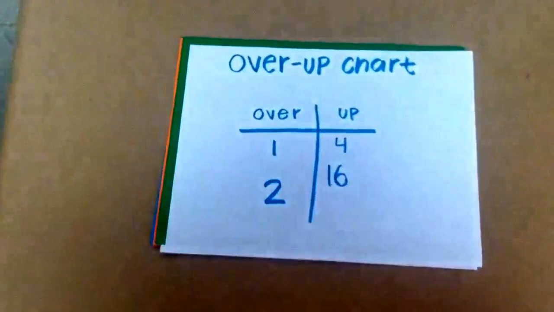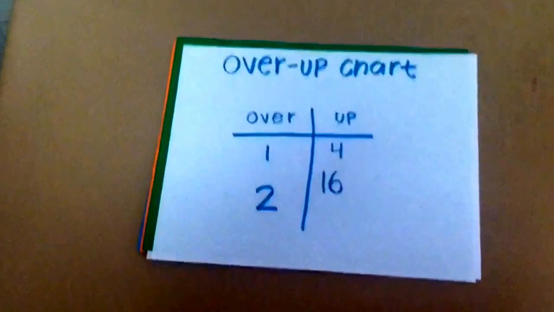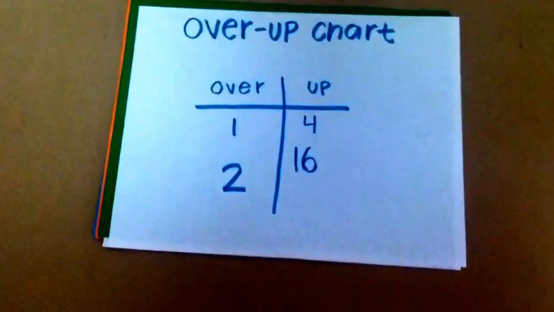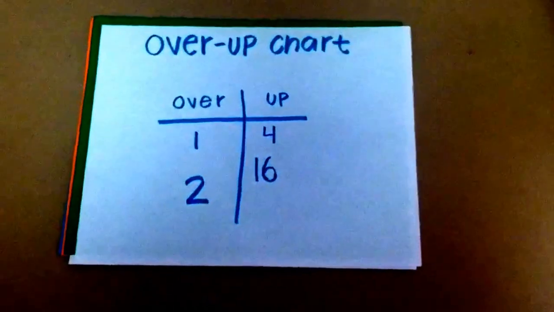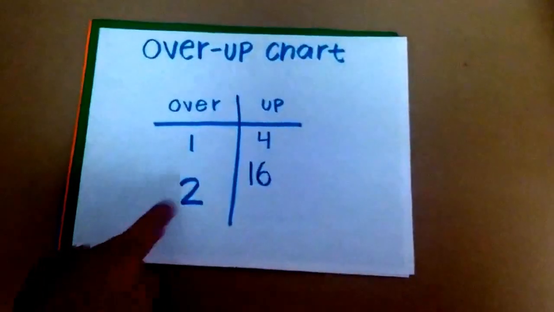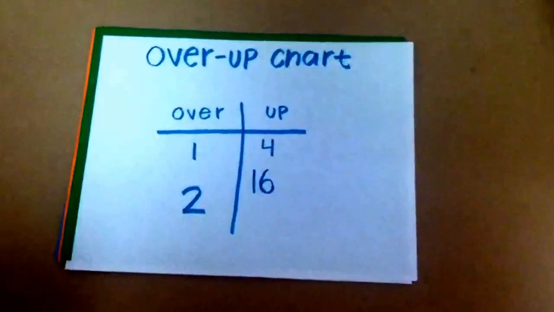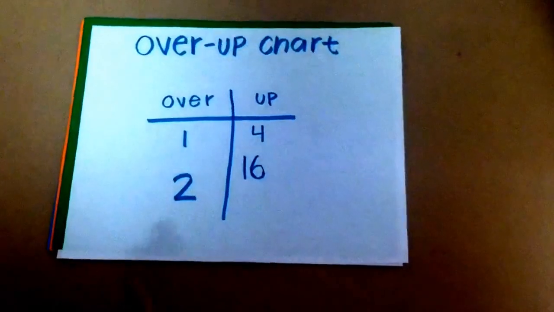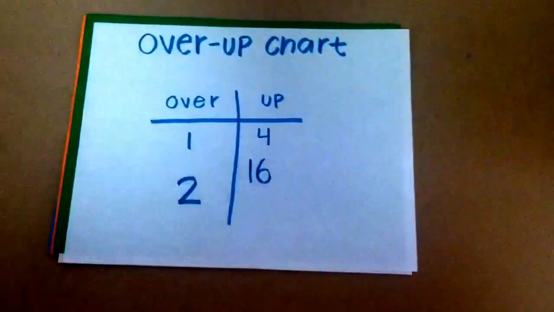Now you must do an over-up chart. And this is different because instead of just plugging in x and squaring it, you have to plug in x and square it and then multiply it by 4. Since 1 squared is 1, times 4 is 4, over would be 1, and up would be 4. Since 2 squared is 4, times 4 is 16, over would be 2, and up would be 16.